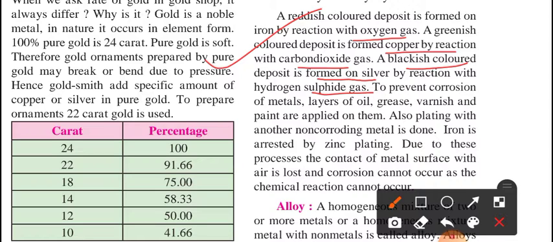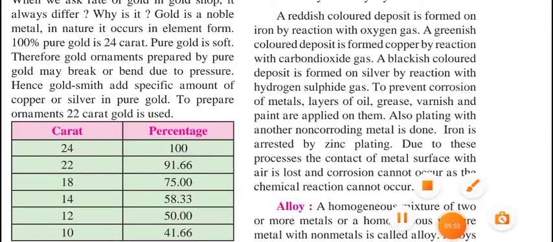Obviously, when a silver ornament comes from the shop, it is very silver in color. But when we are using it, it gets converted into blackish color, because it reacts with gases in the air. Every element, every compound has a different color. To prevent corrosion, layers of oil, grease, varnish, and paint are applied on metals. Also, plating with another non-corroding metal is done. Iron is protected by zinc plating.